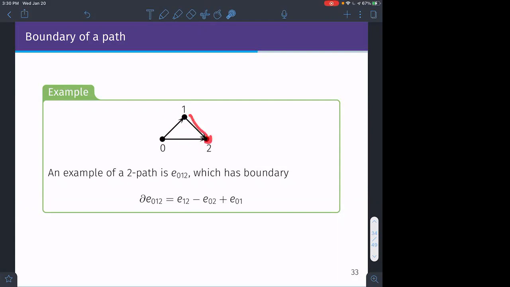It's forward on this one, which is this positive one, backwards on this one, which is this negative one, forward on this one, this positive term. So even though as a cell technically the only cell here is this path, I can still kind of see it as a triangle or as a simplex.